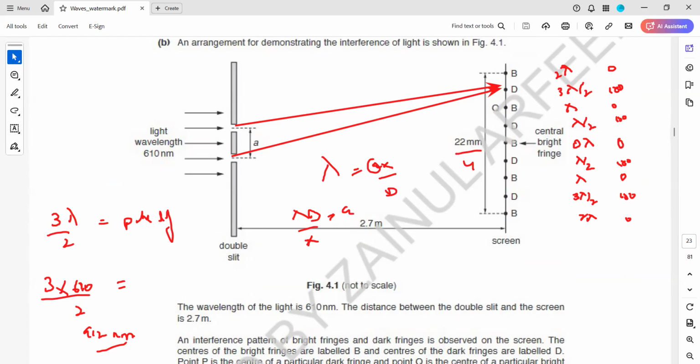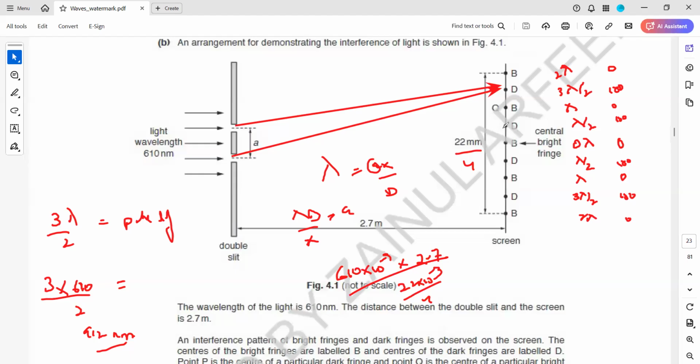So the lambda is 610 nanometer. D is the space between the screen and the double slit. And the X is 22 millimeter. So 22 into 10 to the power 3 divided by 4. Why not divided by 8?